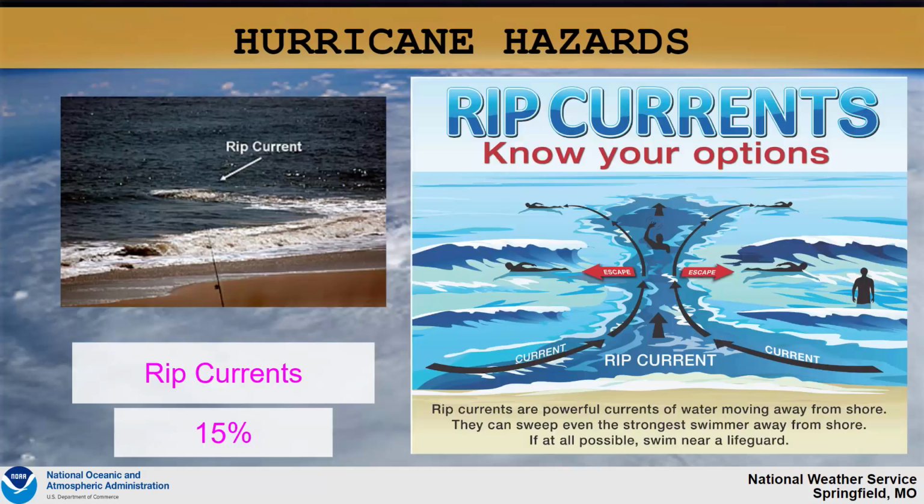Rip currents are another tricky hazard, as they generally occur well before a hurricane gets close to land, because, well, who would want to go swimming during a hurricane? But anyways, rip currents are very powerful currents of water moving away from the shore. Wind speed picking up from a hurricane approaching can produce these along the coast. If you are ever caught in a rip current, make sure to stay calm, don't fight it, and swim parallel to the shore and towards a lifeguard if possible.